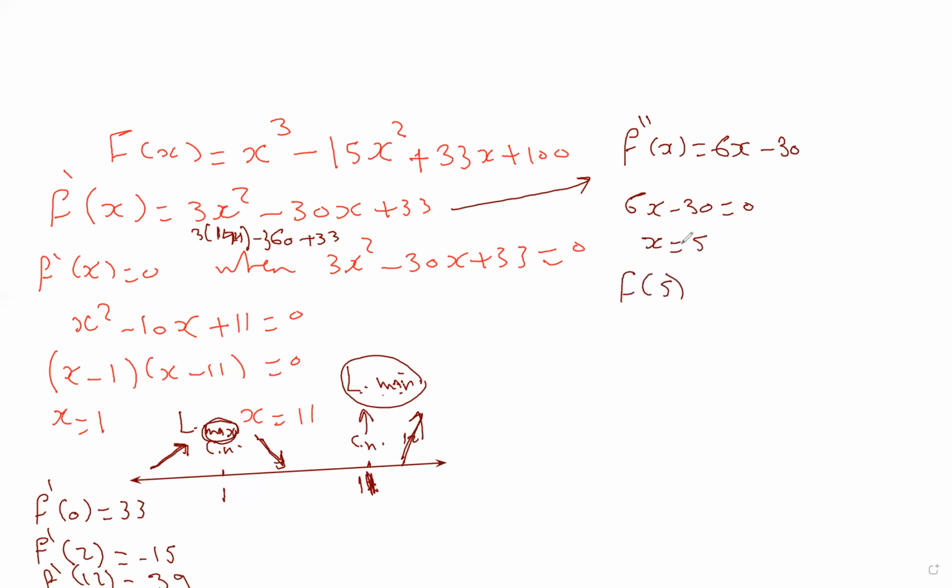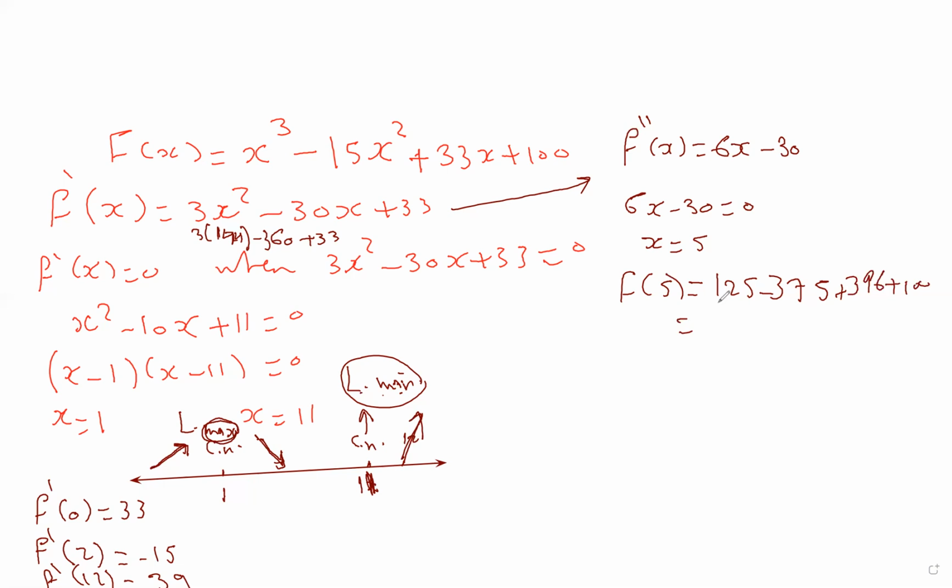f of 5, to find the point of inflection, you have to find the point from the original function, which is f of 5 equals 5 power of 3, which is 125, minus 15 times 25, which is 375, sorry, plus 33 times 5, which is 165, plus 100. 15 times 25 is 375. Revise it.